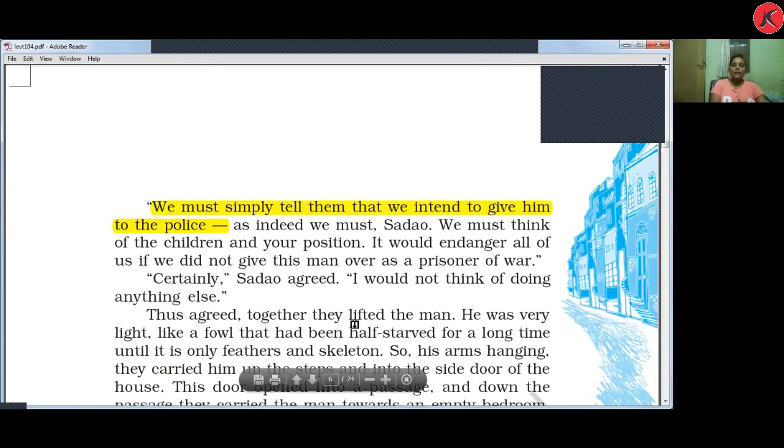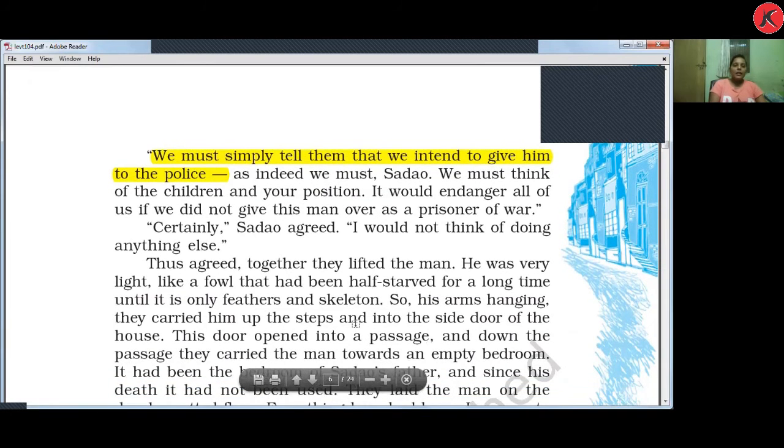Thus agreed together, they lifted the man. He was very light, like a fowl that had been half starved for a long time until it is only feathers and skeleton. Fowl means hen, right? Here, Dr. Sadao was talking about how when they were lifting the man, he was very light, not very heavy. He is just like a skeleton, full of feathers and skeleton. Okay.